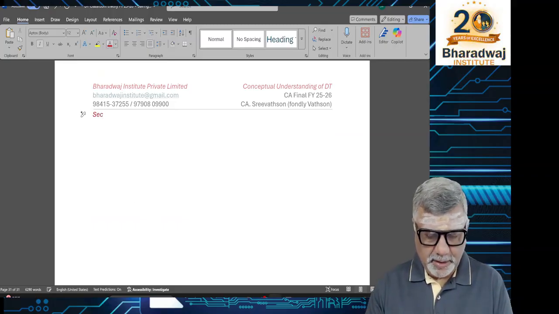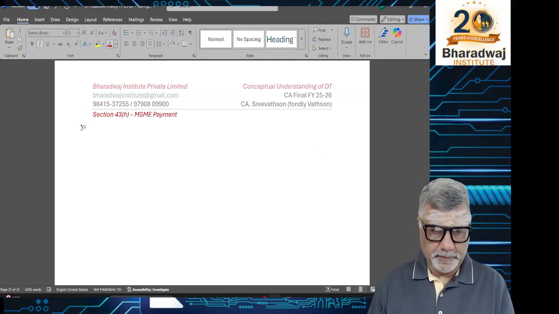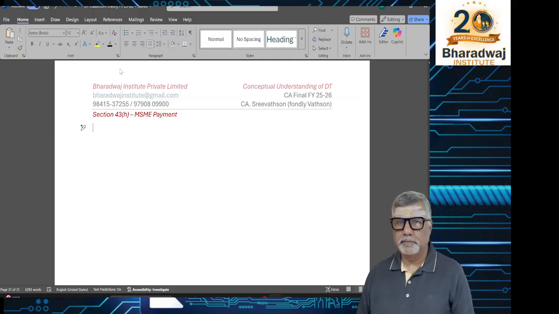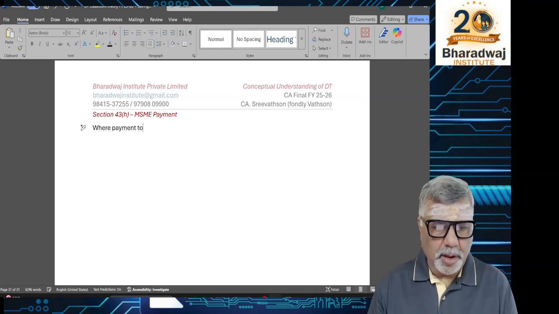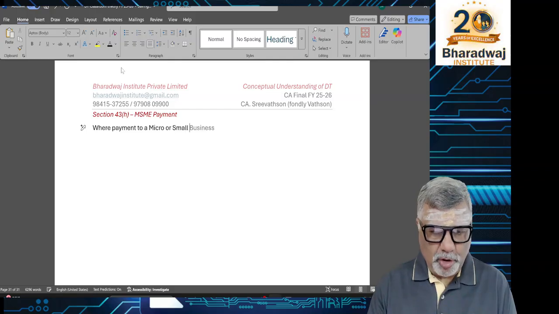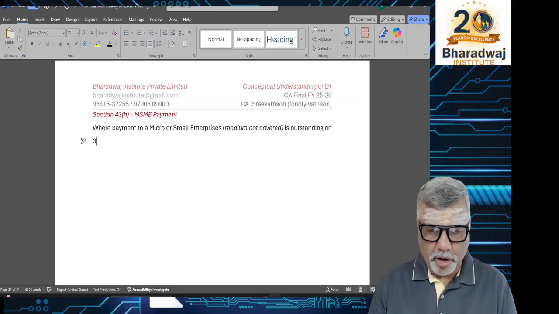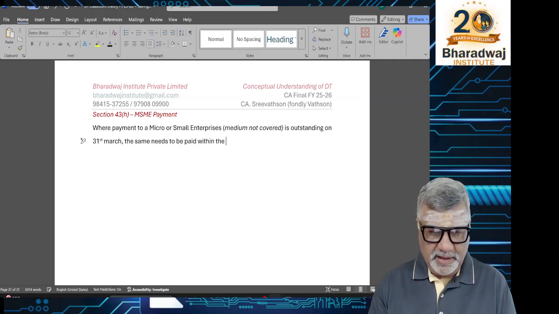Section 43BH, MSME payment. Where payment to a micro or small enterprise is outstanding on 31st March, the same needs to be paid within the dates mentioned in the respective law.